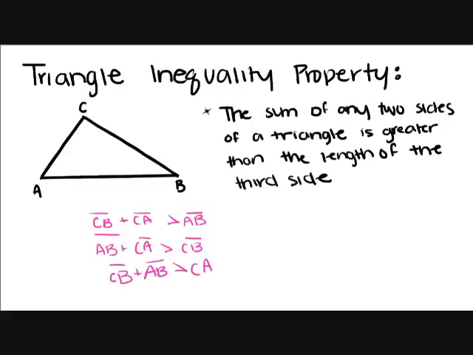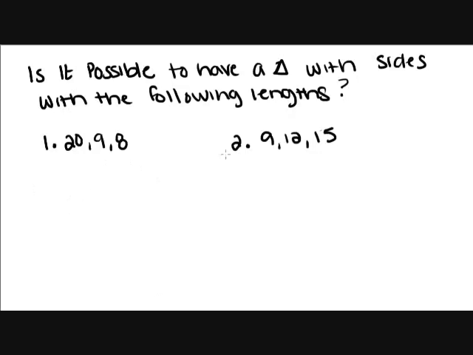So now we're going to do some examples where we use these to solve things. So is it possible to have a triangle with sides with the following lengths? 20, 9, and 8. So first we're going to add them all up and make sure that the length of these two is greater than this one for every single pair of sides.